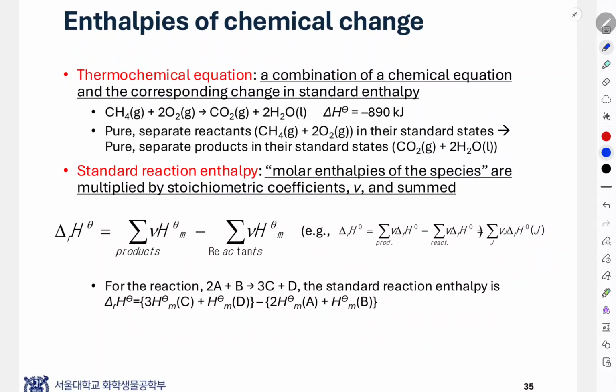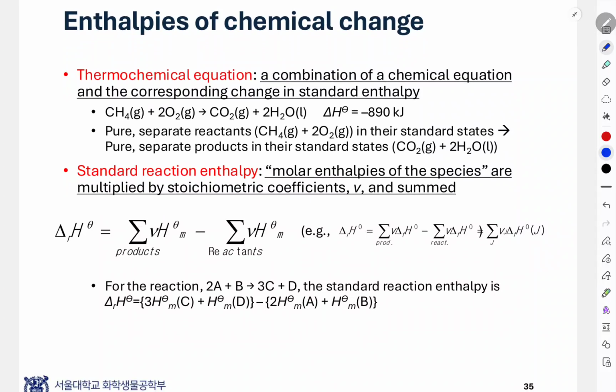For example, this is the combustion of methane. The standard value refers to the reaction where 1 mole of pure methane gas at 1 bar reacts completely with 2 moles of pure oxygen gas to produce 1 mole of pure CO2 gas at 1 bar and 2 moles of liquid water. So at room temperature, this reaction occurs at 1 bar.